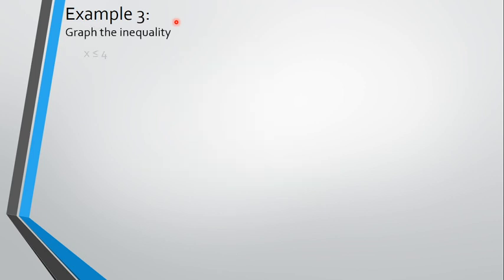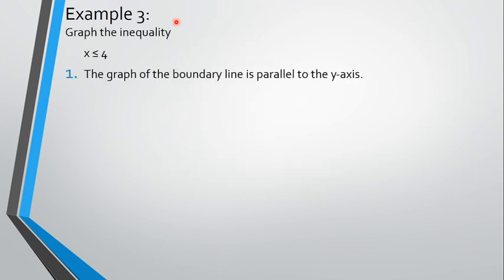Okay, and next we have example 3. x is less than or equal to 4. So take note that we must use a solid line because you can see there the equal. The graph of the boundary line is parallel to the x-axis. Change less than or equal to to equal to draw the boundary line. x is equal to 4.